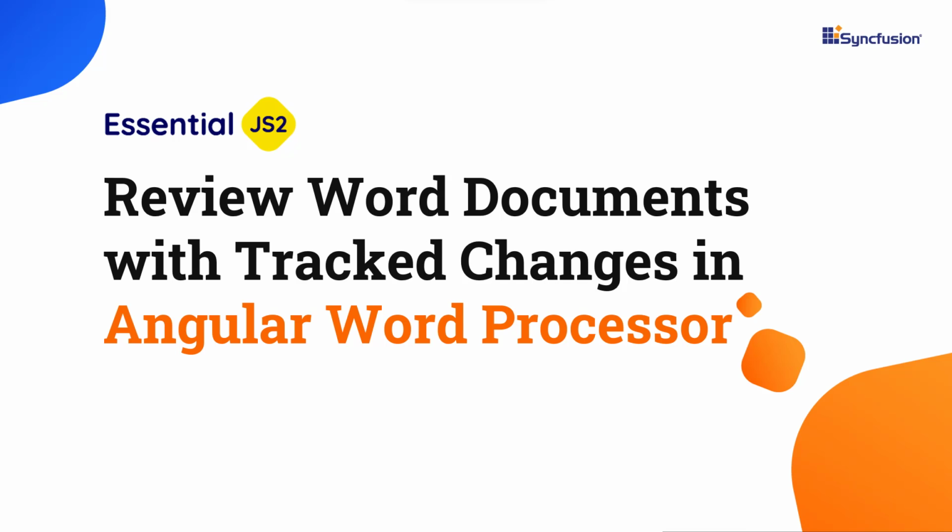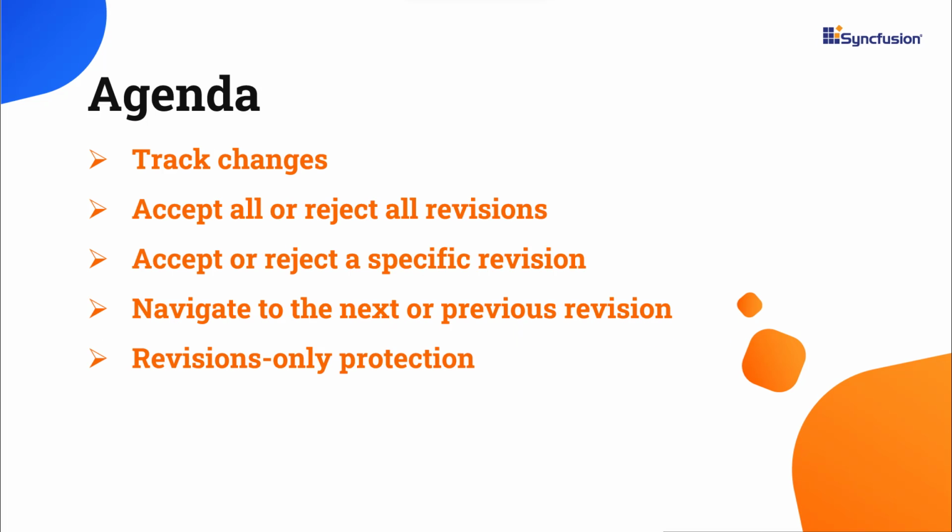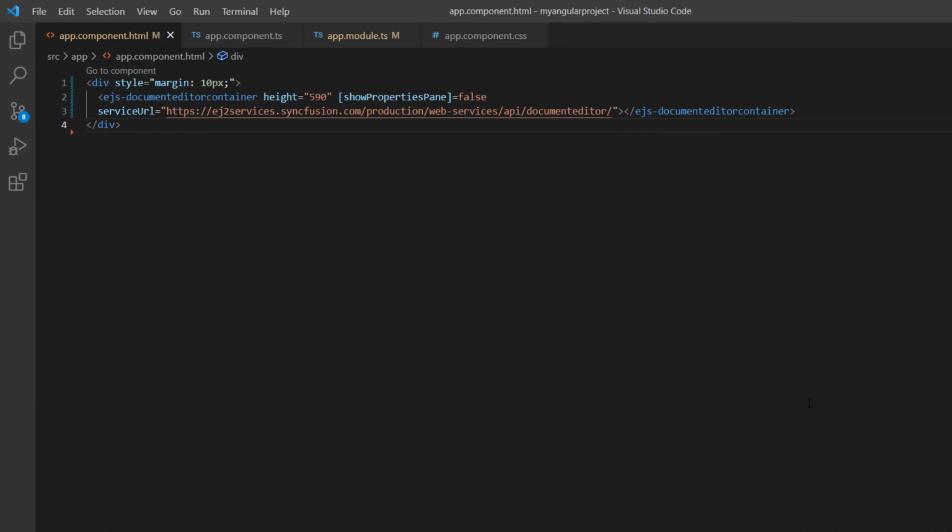Hi everyone, welcome back. In this video, I'm going to show you how to review a Word document with track changes in the word processor component, also known as the document editor. I'll show you how to enable the track changes feature, accept or reject changes, filter changes by user, and use revisions only protection.